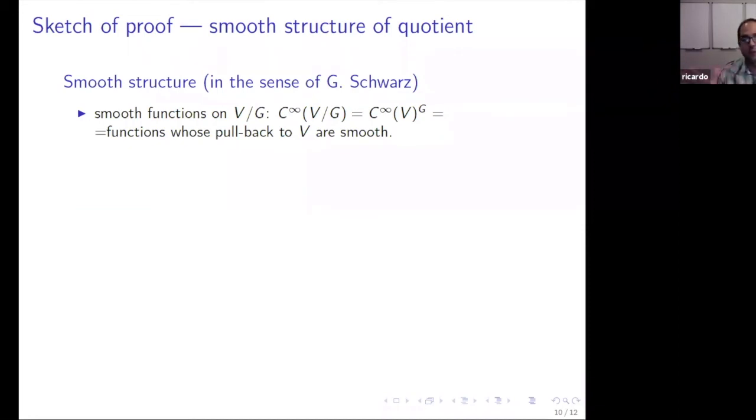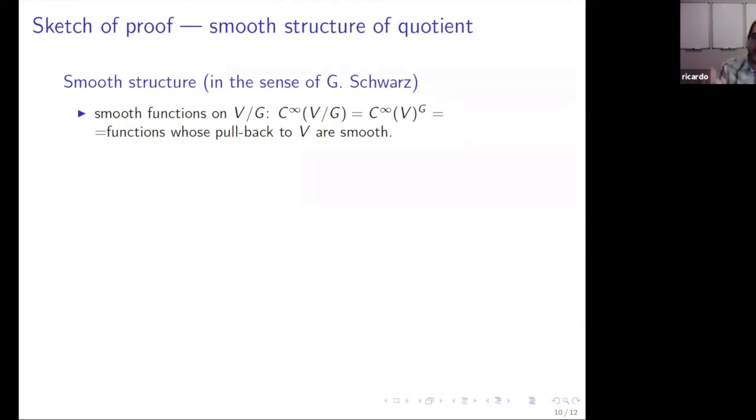of course it has much richer structure than that, right? It's a stratified space and so on. But another piece of structure that it has is its smooth structure. What do I mean by that? We select a subset of the set of real valued functions on the quotient and call them the smooth functions. What are they? This was introduced, I think, by Jerry Schwarz. The smooth functions are exactly the functions on V which are G-equivariant and smooth on V in the usual sense.